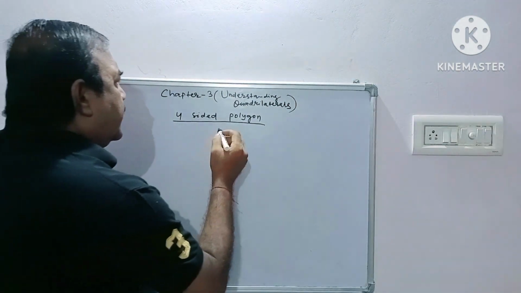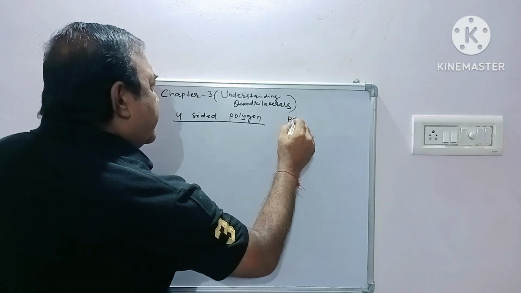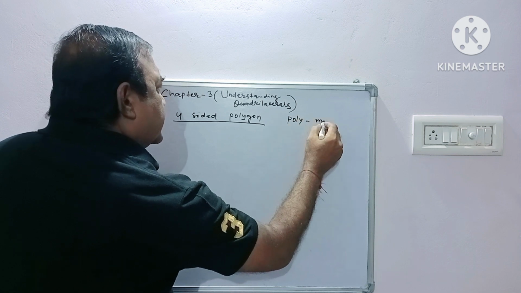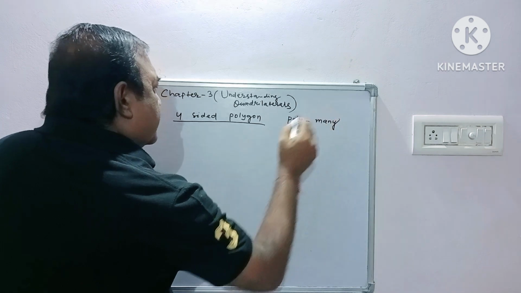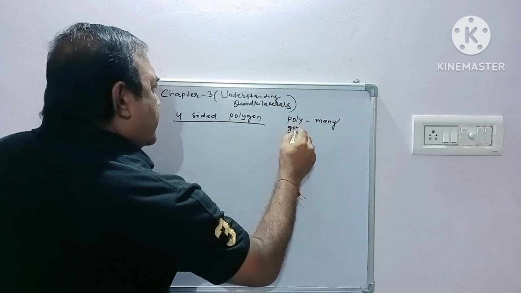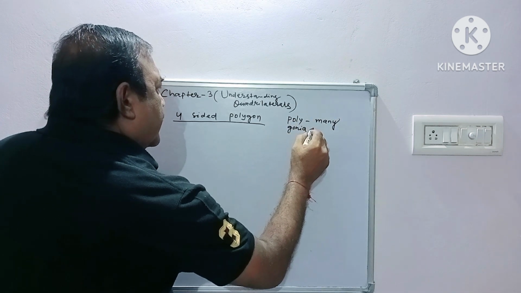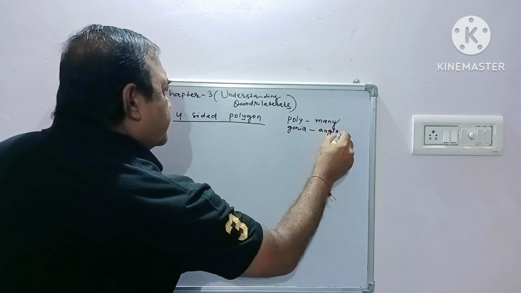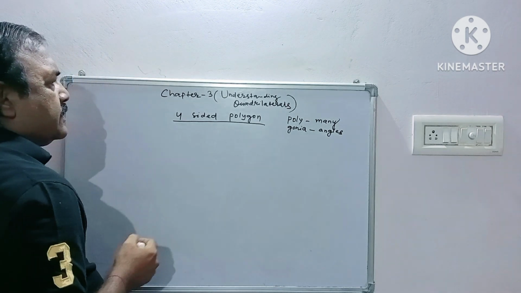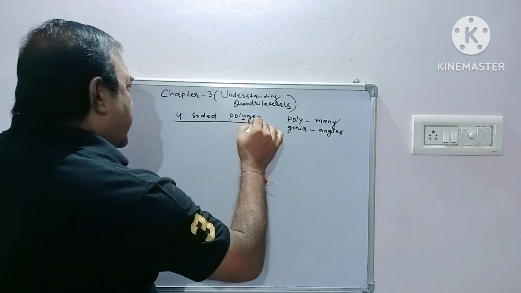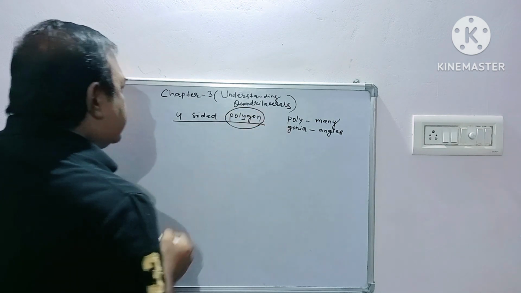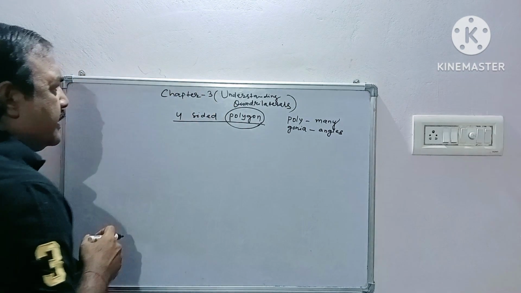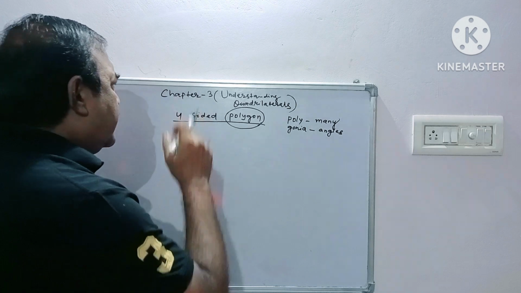You see, polygon. Poly means many, from the Greek word, and polygonia means angles. So polygonia means polygons with many angles. Four-sided polygon. So what is a polygon?